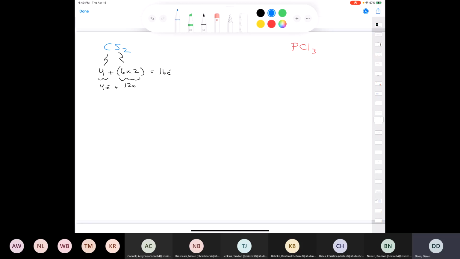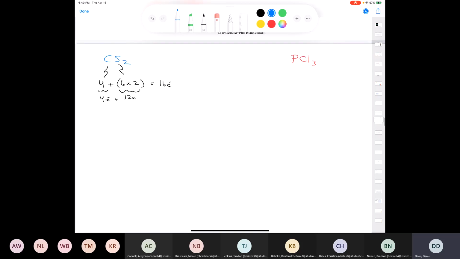Now, how would we assemble this together? Well, you've got a carbon and 2 sulfurs. Remember, we said that we put the less electronegative element in the center. Now, there isn't a big difference in electronegativity between carbon and sulfur. Carbon is around 2.5 and sulfur is around 2.6. Not a big difference, but what we'll do is put our carbon in the center and attach the 2 sulfurs to it like that.